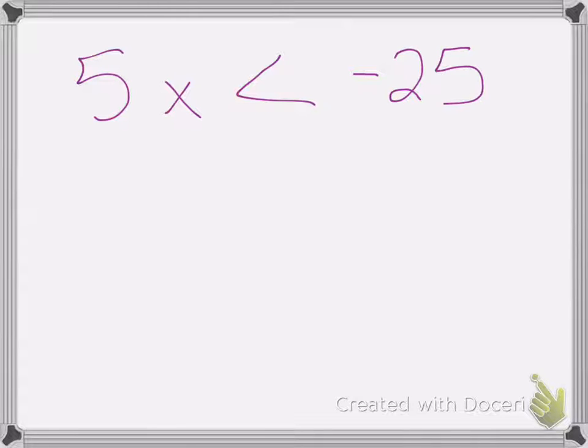So, say I have the inequality 5x is less than negative 25. We need to know that on the left side, I have 5 and x. That does not mean addition, that does not mean subtraction, and it does not mean division. If you see a variable, which is x, next to a number like you see here, that means multiplication.